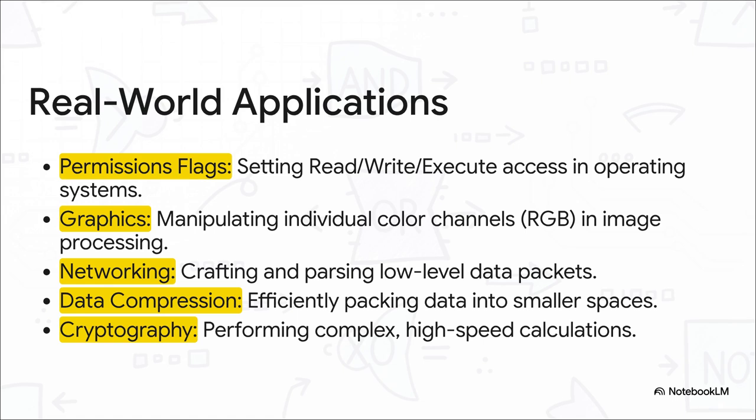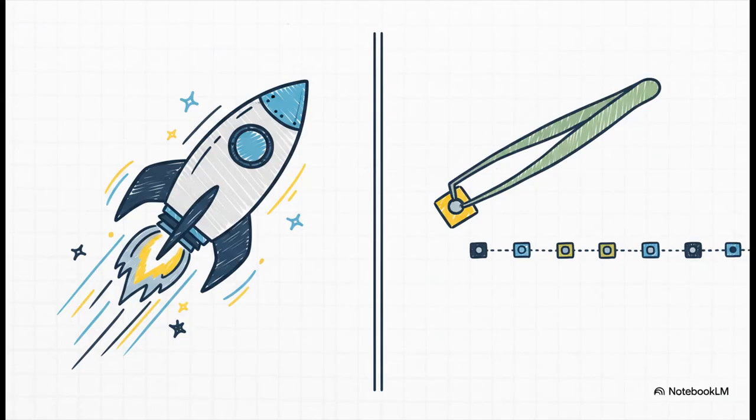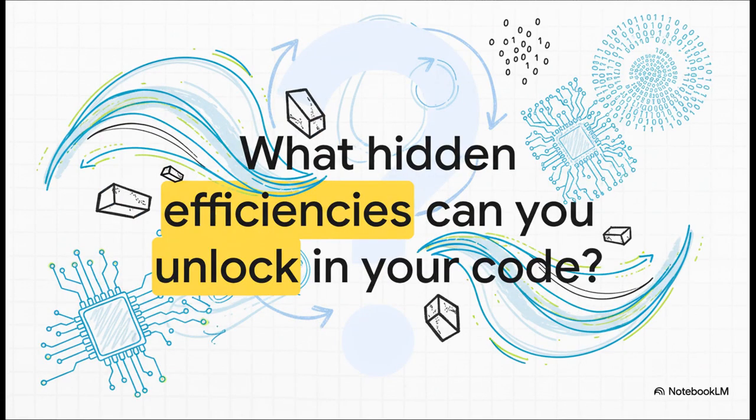So look, if there are just two words to remember from all of this, they are speed and control. Bitwise operations give you amazing performance and the power to manipulate data with surgical precision, right down to that individual on or off light switch. And that really brings us to the final question I want to leave you with. Now that you have a key to the computer's native language, what problems can you solve in a smarter way? What hidden performance boosts can you find in your own code? The power is right there at the bit level, just waiting for you to use it.